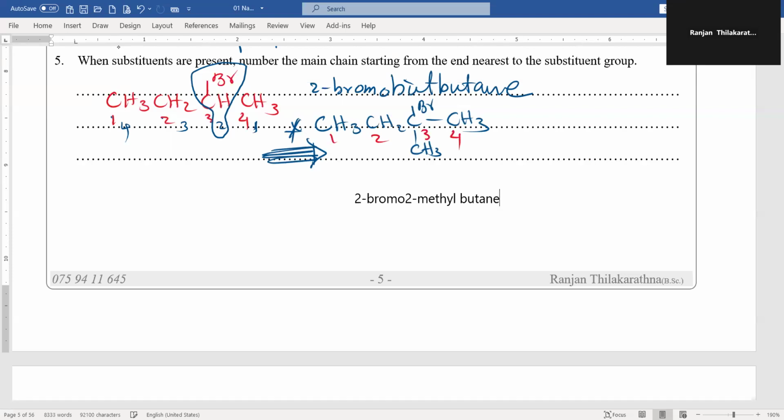Then put the third carbon with the carbon which consists of this substituent. But if you start from this side, 1, 2, 3, 4. Yes, that is the best way of numbering. That means from right to left is the way of numbering. Then you have bromo and CH3.